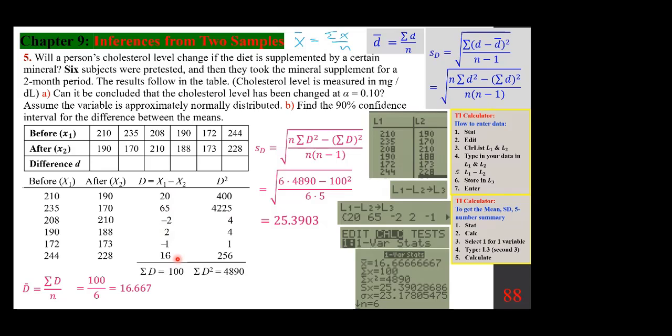Here's your X bar. Take a look at X bar, everybody. Now, as far as S sub X bar, please make sure you distinguish between this and this one. We are using S sub X bar because this is a sample. So this is the one, not the other one. And of course, we have here. So these are the 2 numbers that we need.